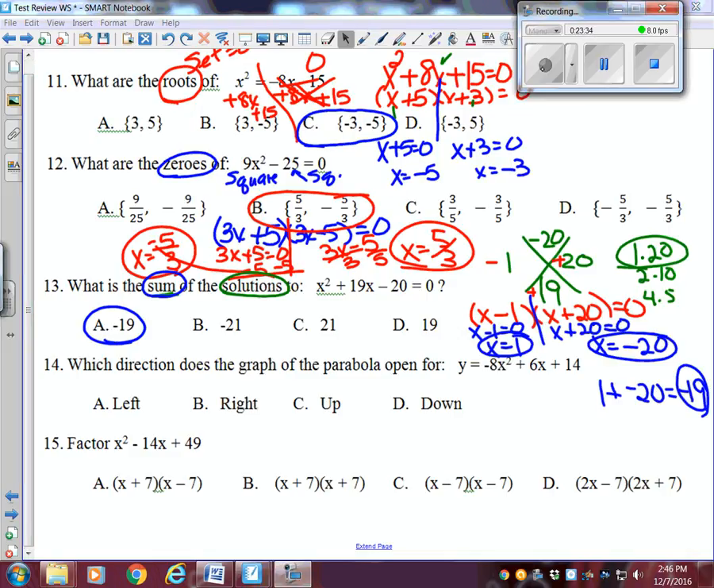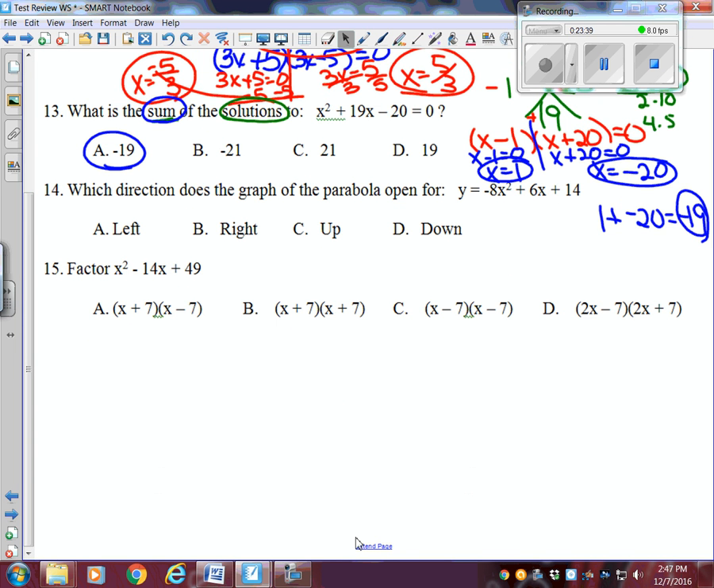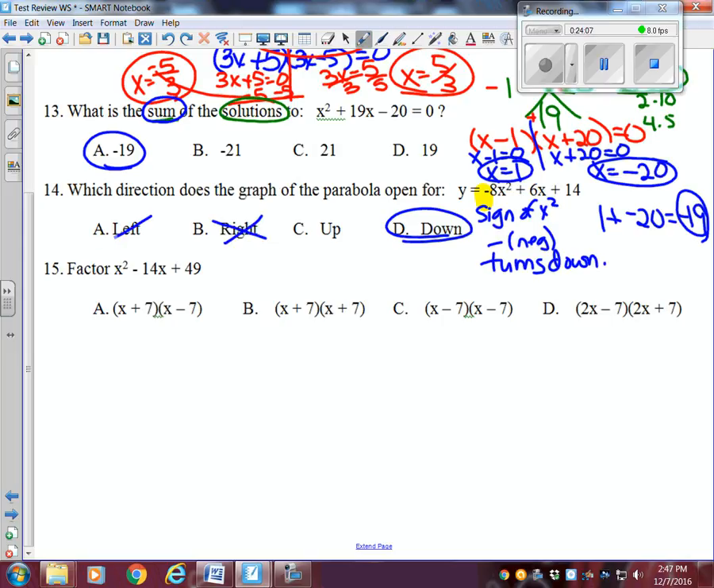All right, now that we know that one's A, number 14. Which direction does the graph of the parabola open for y equals negative 8x squared plus 6x plus 14? If I just know what to look for, I'm looking for the sign of the x squared term. The sign of x squared is negative. So negative means it turns what? It turns down. Okay, it turns down.